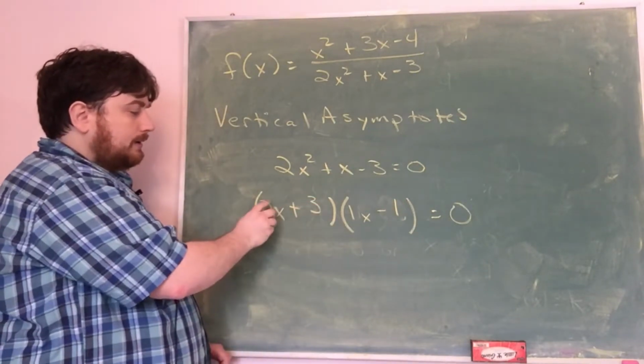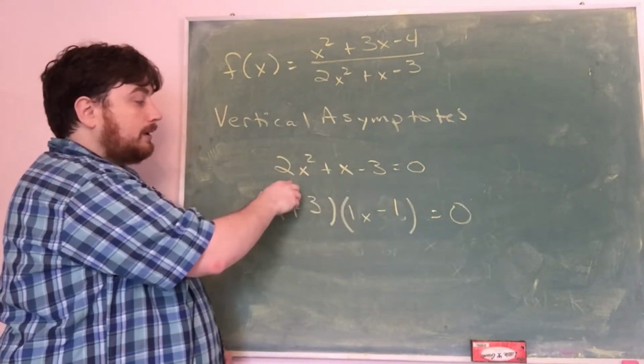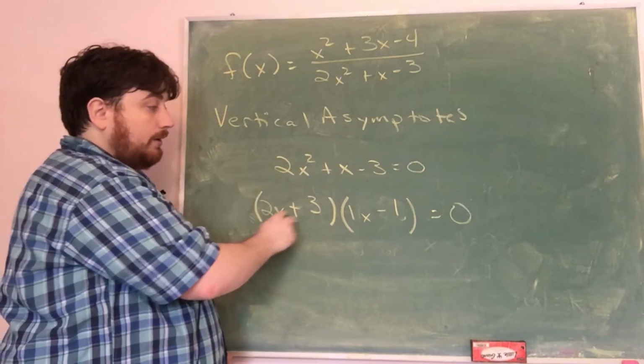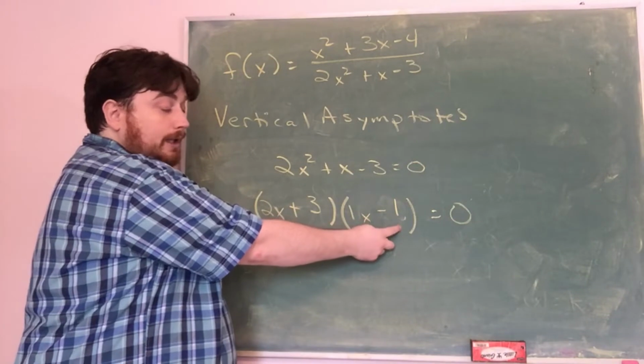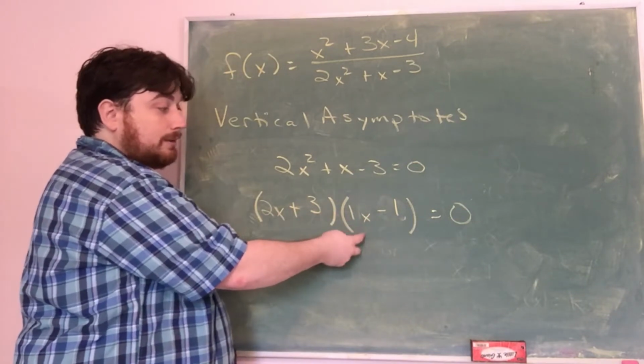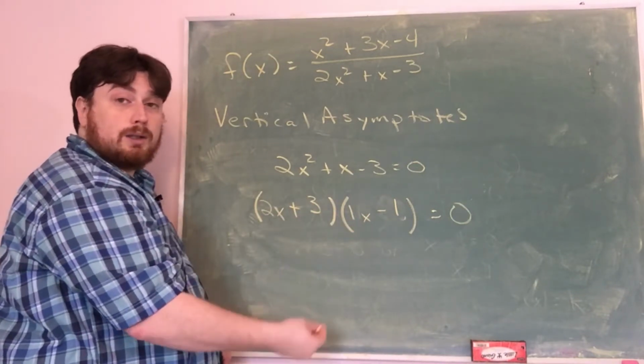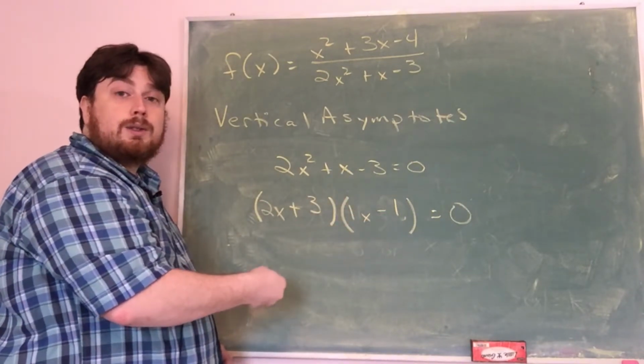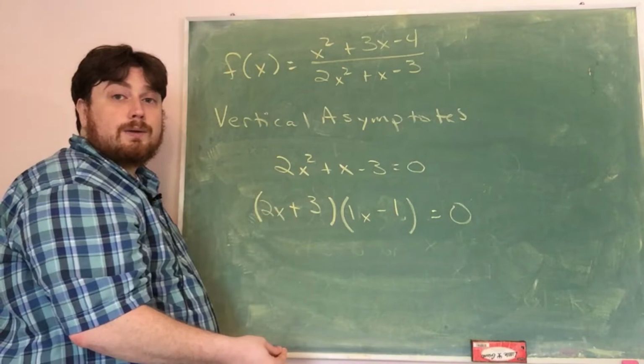And then what we'll notice is that, again, 2x times x is 2x squared. 2x times -1 is -2x. 3 times x is 3x. 3x minus 2x is 1x, so that works out. And 3 times -1 is -3. So we do get the factorization that we were looking for.